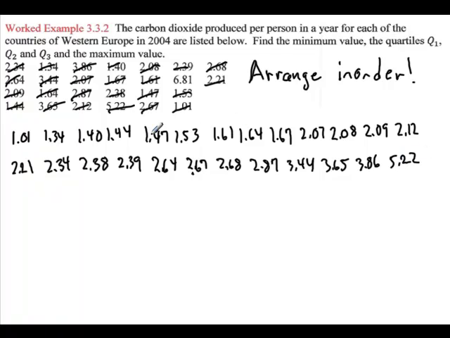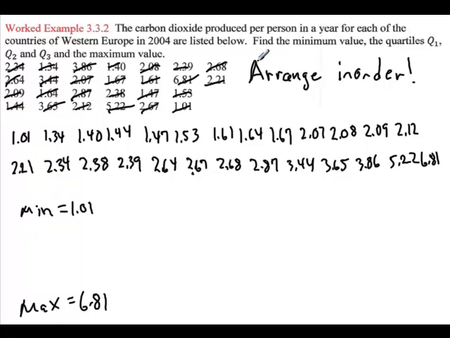So, minimum value, that's easy enough. We could have done that ahead of time. Minimum value here, it's especially easy now that everything's laid out, is 1.01. Our maximum value, and I'll put this down here at the bottom, is easy to see, I actually missed one, 6.81. Maximum value is 6.81.